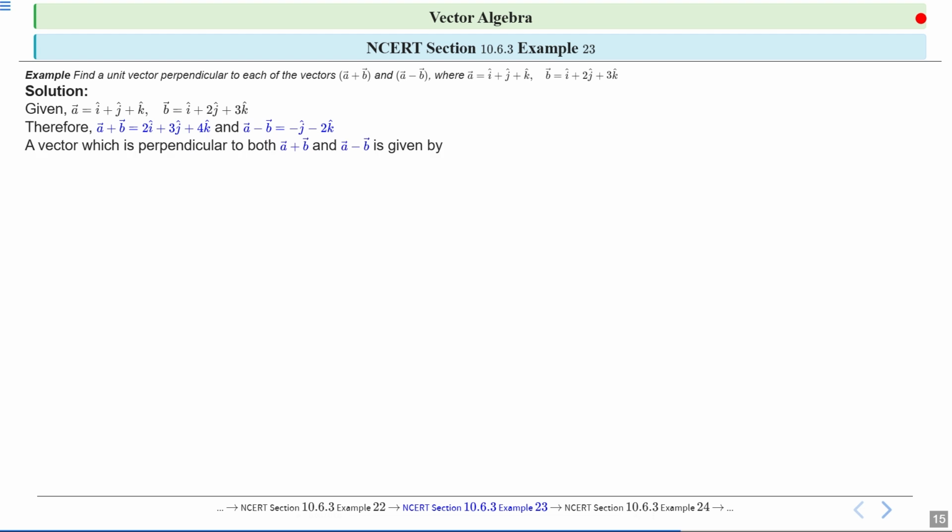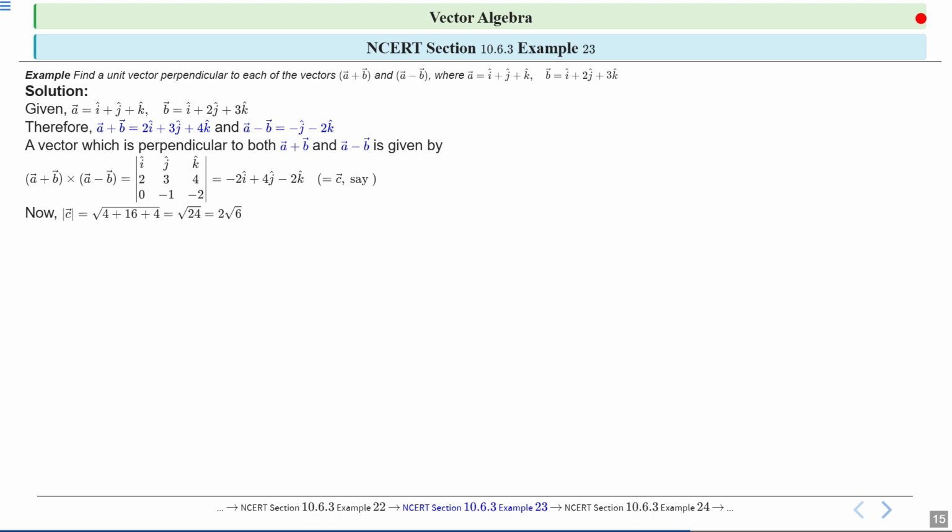Now to find a vector perpendicular to both A vector plus B vector and A vector minus B vector, we use the cross product, right? The cross product of two vectors gives a third vector that is perpendicular to both, right? So we need to calculate (A vector plus B vector) cross (A vector minus B vector), right? So let's set up the cross product using the determinant method. We write the determinant of i cap, j cap, k cap, 2, 3, 4, and 0, minus 1, minus 2, which after solving we will get minus 2 i cap plus 4 j cap minus 2 k cap. Let's assume this as C vector, which will be equal to minus 2 i cap plus 4 j cap minus 2 k cap, right?